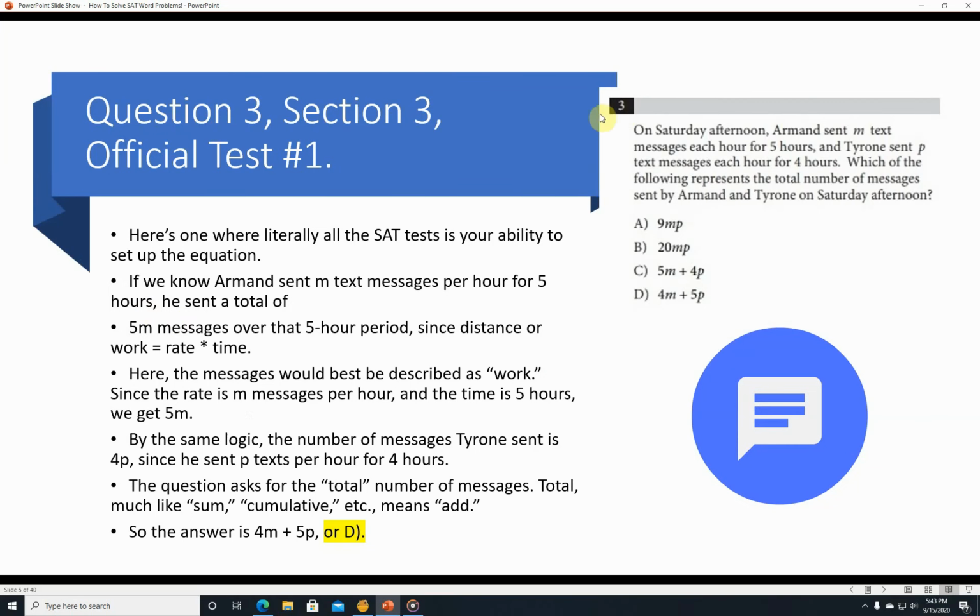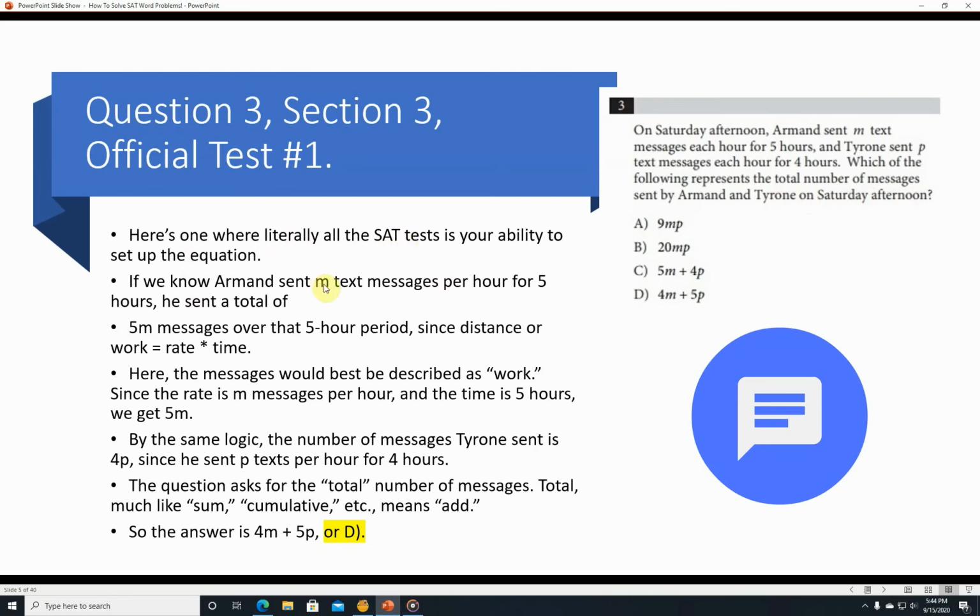So let's go to question number 3 in section 3, that's the no calculator section of official test number 1. On Saturday afternoon, Armand sent M text messages each hour for 5 hours, and Tyrone sent P text messages each hour for 4 hours. Which of the following represents the total number of messages sent by Armand and Tyrone on Saturday afternoon?